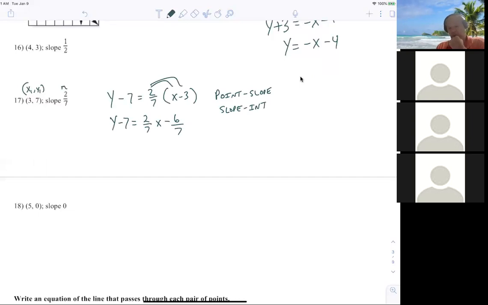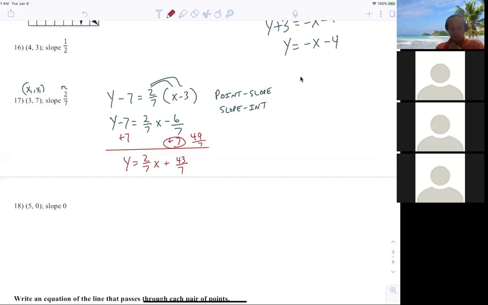All right, then you're going to add 7 to both sides. Now add 7. So y equals 2/7 x. Now remember, 7 is the same as 49 over 7. So 49 minus 6. So that would be positive 43/7. All right. Any questions with the fractions at all? Anybody? Nobody?